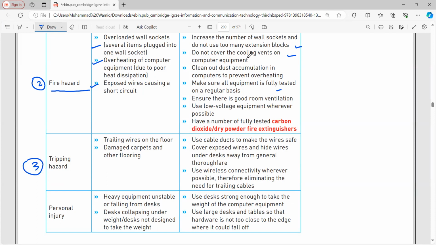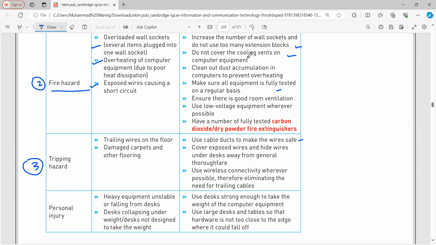The third one is the tripping hazard. Tripping hazard basically means trailing wires, which are wires spread across your floors or damaged carpet or other flooring. You can protect yourself from tripping hazards by using cable ducts to make the wires safe, so that nothing interferes with the wires, because you have a specific duct where all of your wires are placed.